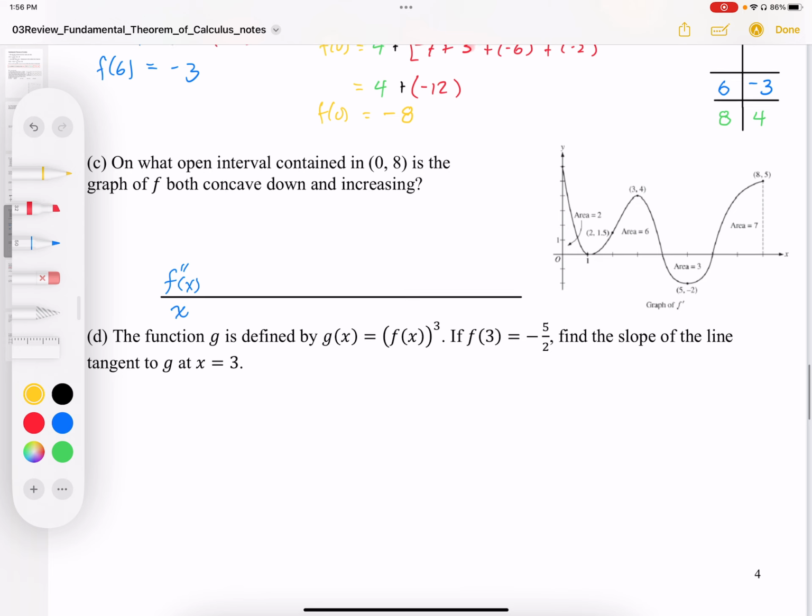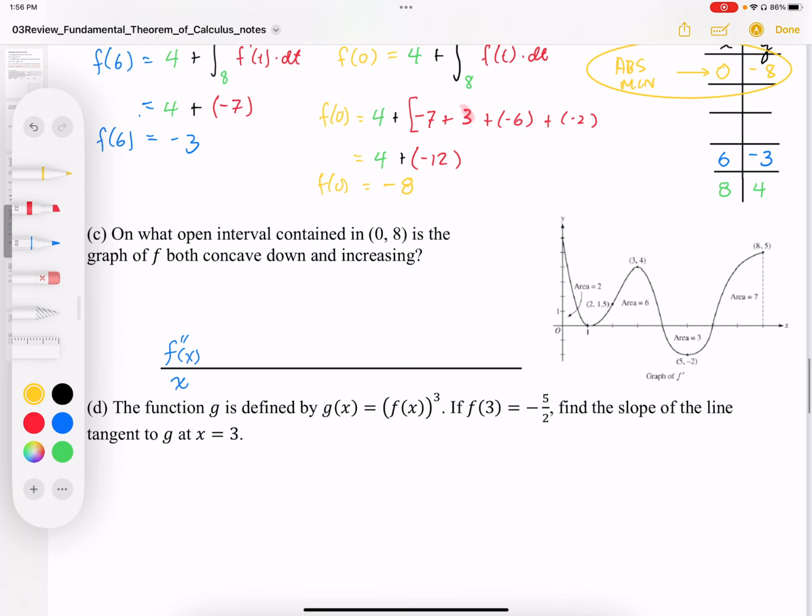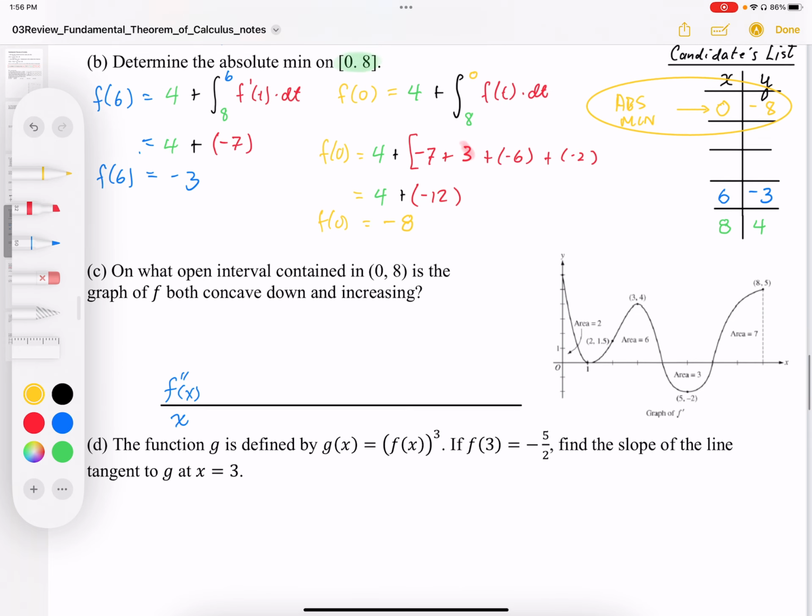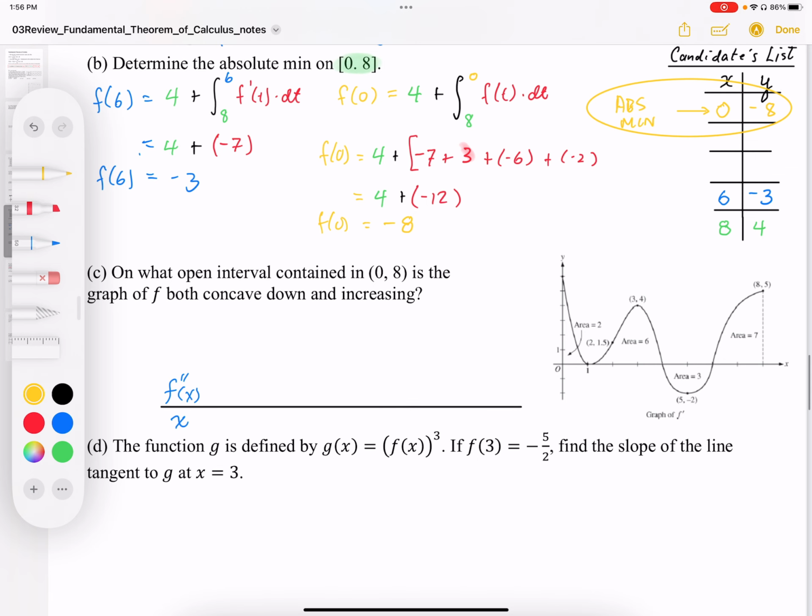On C, it says, on what open interval contained in 0, 8 is a graph both concave down and increasing? So I'm just going to show the concavity on here. And concavity is going to be based on whether the derivative is sloping down or up. So the slope of the derivative would represent the second derivative.